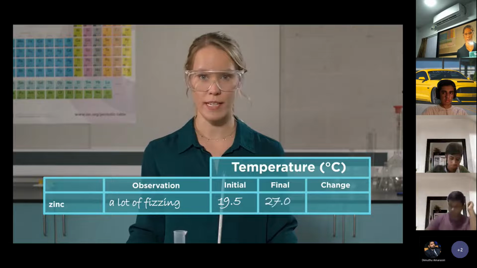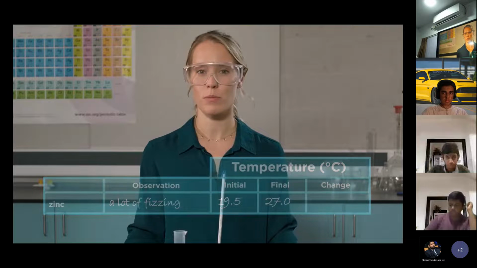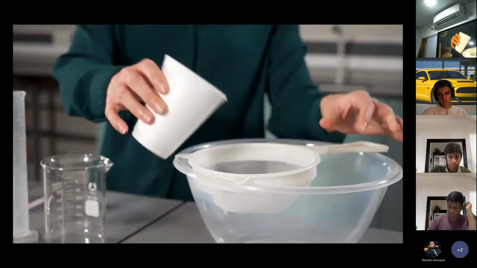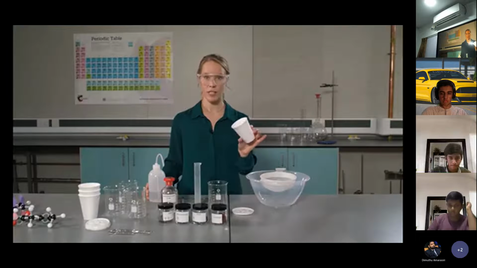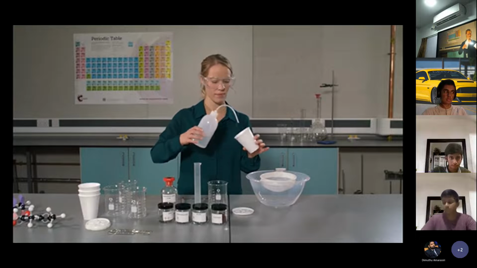I'm now ready to do the next metal. The chemicals that we're using today are harmful, so please don't pour them down the sink. Your teacher will provide you with a container where you can dispose of the residues for safe disposal later on. You can reuse this cup for the next metal by rinsing out the previous metal with water.